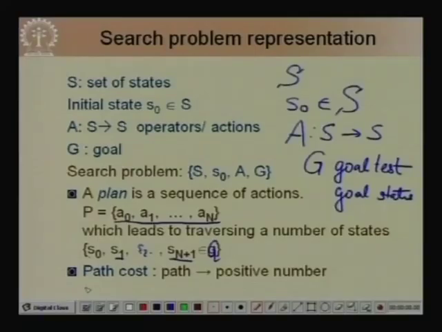We also mentioned that for every path, we will associate a cost. So path cost is a positive number. Usually path cost is the sum of the operator costs.